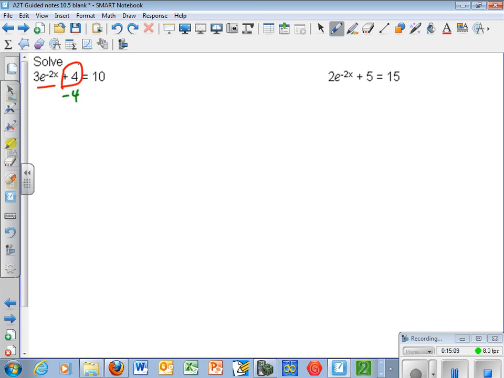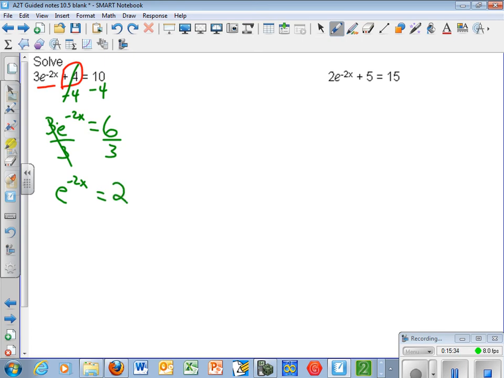So first step here is to subtract 4. That gets rid of it. I have 3e to the negative 2x power equals 6. So I want to get rid of the term that doesn't have the e in it. Now I want to get the e alone. I have 3 times that, so my next step is to divide by 3. So I have e to the negative 2x power equals 6 divided by 3, which is 2.